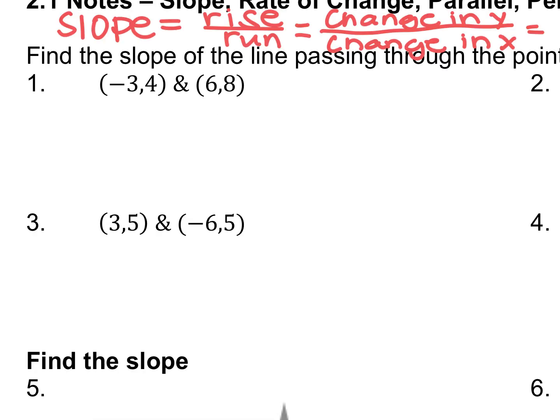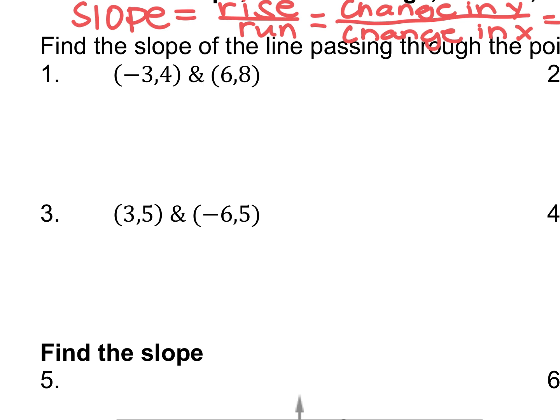Okay. So let's look at number 1. So I've got 2 points. This is generally how we're going to find slope. They give us 2 points. Find the slope of the line passing through these points. I always label x1, y1, x2, y2. And then I plug in. So we did this on the warm-up.